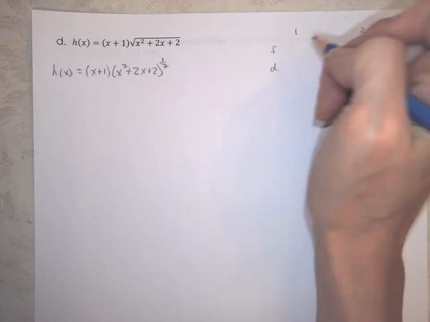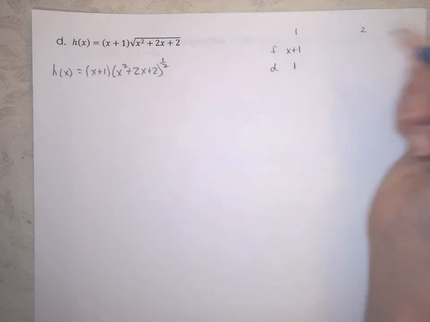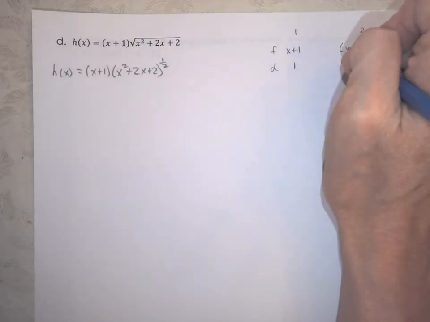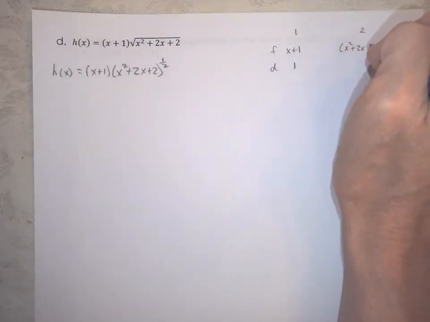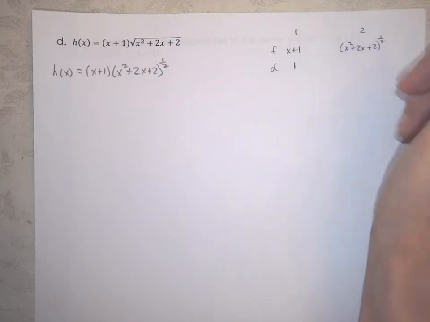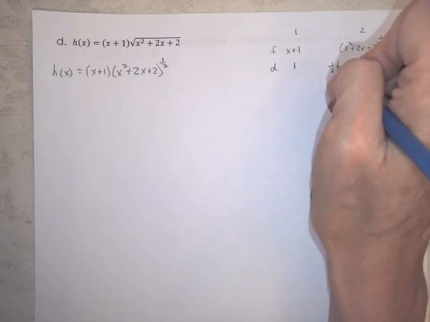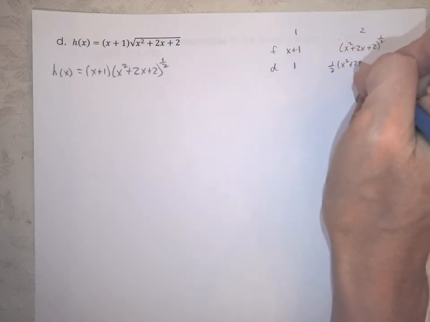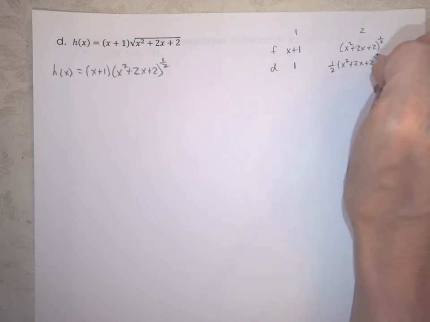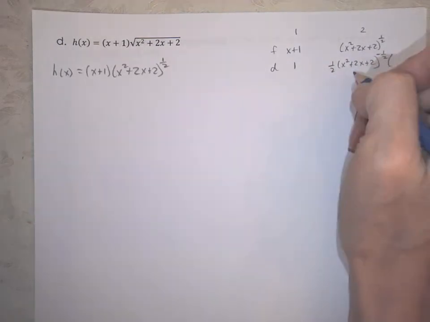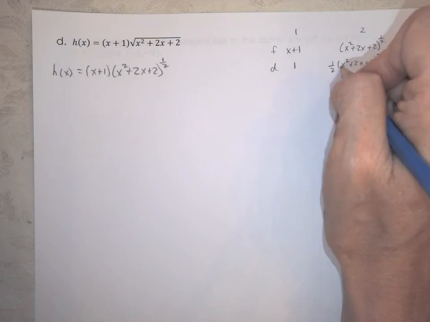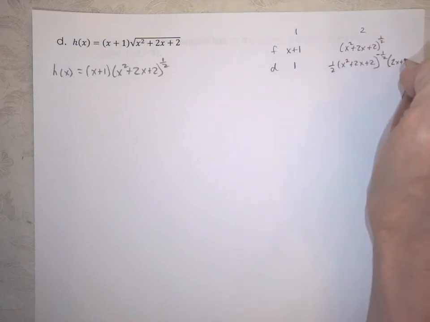So my first function is x plus 1, and the derivative is 1. My second one is x squared plus 2x plus 2 to the 1/2, and the derivative is going to be 1/2 times x squared plus 2x plus 2 to the negative 1/2 times, so inner derivative is going to be 2x plus 2.